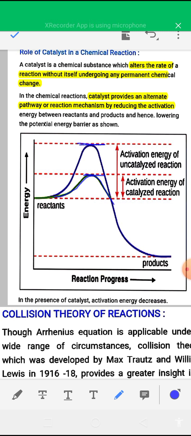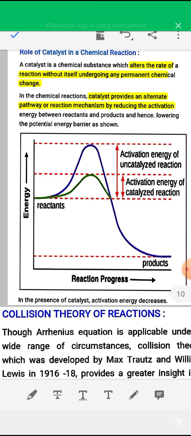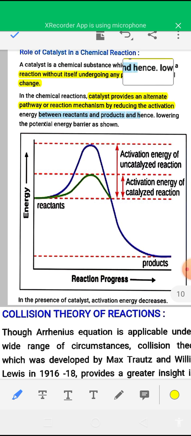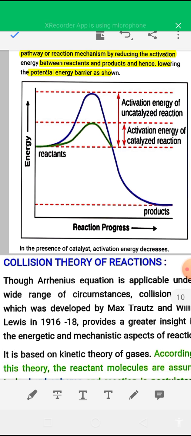In absence of catalyst, this height was the activation energy of the reaction. But in presence of catalyst, the activation energy of the reaction is reduced, and this height will be the activation energy for the reaction in presence of catalyst. So catalyst provides an alternate pathway or reaction mechanism by reducing the activation energy between the reactant and product, and hence lowering the potential energy barrier. So catalyst increases rate of reaction by reducing the activation energy of the reaction.